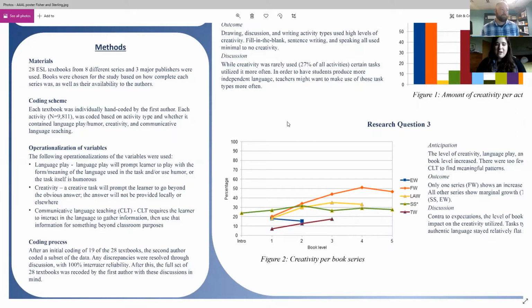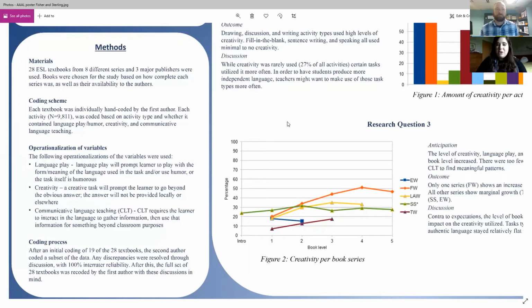After I had coded 19 of the books completely, Scott looked at the data and recoded a subset of that. Then we discussed any discrepancies, and in the end, we had 100% inter-rater reliability. After those discussions, I recoded the full set of all 28 books again, and that resulted in our final data set.